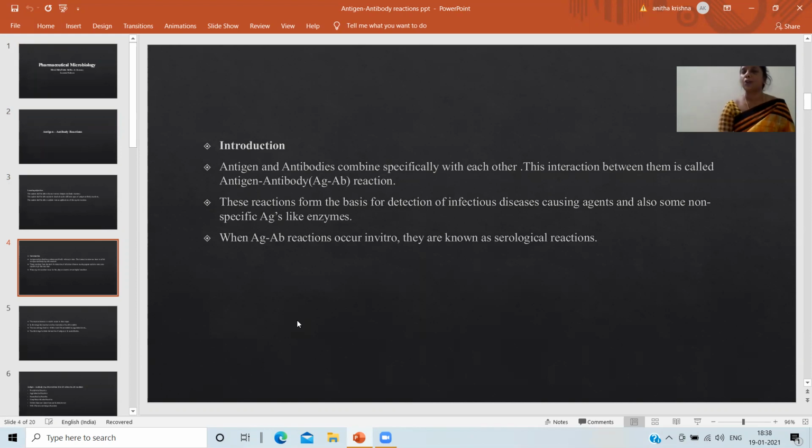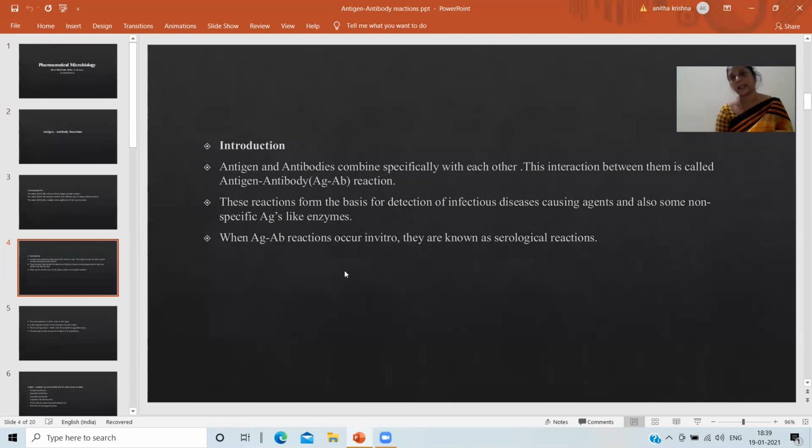So coming to the introduction part, you know what is an antigen and you know what is an antibody. These antigens and antibodies specifically combine with each other. When I was explaining about immunity, antigen and antibody, I clearly told you that they are specific to each other. So antibodies which are produced in response to a particular antigen will react with that particular antigen only. They will not react with any other antigen. That type of interaction between an antigen and antibodies is called an antigen antibody reaction, abbreviated as AGAB reactions.